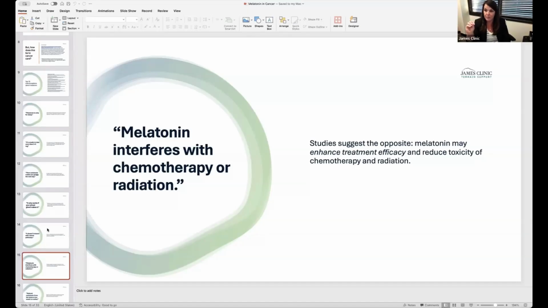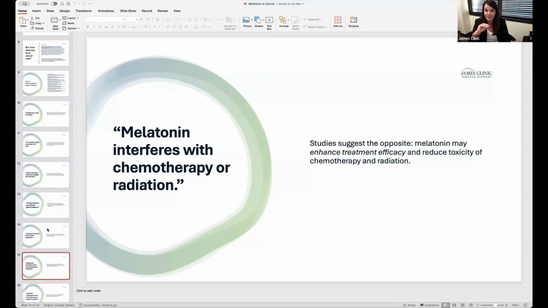This is one of my favorites, and this is just plain straight wrong. Melatonin interferes with chemotherapy or radiation. Actually, across studies, it shows that it enhances the efficacy and reduces the side effects, reduces the toxicity of both chemotherapy and radiation. So especially if you are doing these treatments, you need to be on good doses of melatonin to protect yourself.